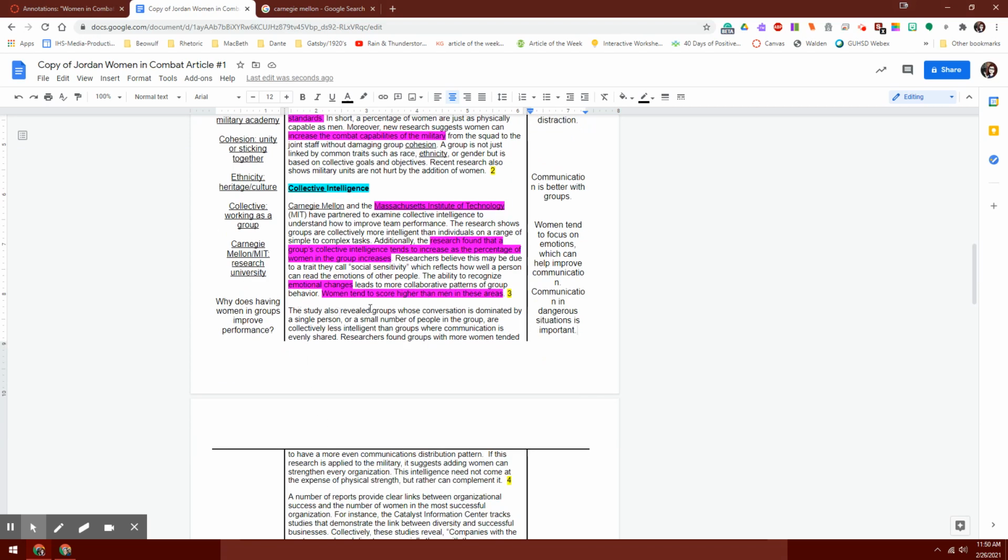The study also reveals groups whose conversation is dominated by a single person or a small number of people in the group are collectively less intelligent than groups where communication is evenly shared. So again here, we have some information that communication is important, okay? Researchers found groups with more women tended to have more even communications distribution than men. If this research is applied to the military, it suggests adding women can strengthen every organization. This intelligence need not come at the expense of physical strength, but rather can complement it.